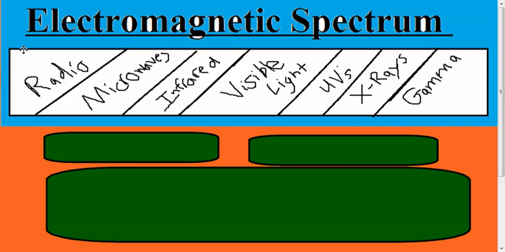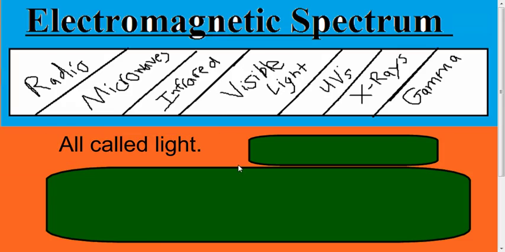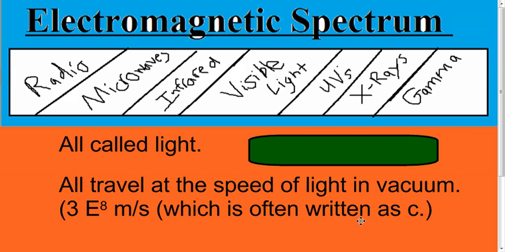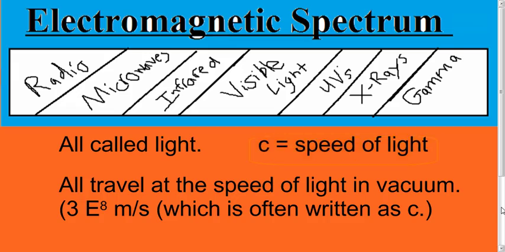Now, all of these things are called light. We call the middle part of the spectrum visible light because that's what we can detect with our eyes. And they all travel at the same speed. And that's 3 times 10 to the 8th, or 3e8, meters per second. And this is often written as c, the letter. c is the speed of light.